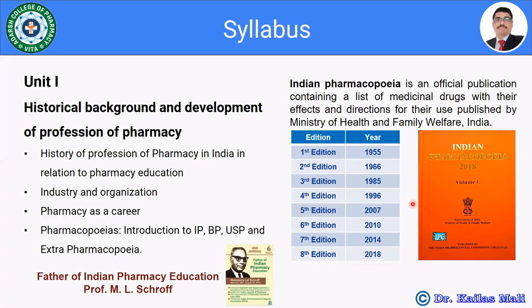So this is the photograph of Indian Pharmacopoeia 2018 volume 1, which is published by the Ministry of Health and Family Welfare, India. So in the first unit, first bit, we are going to discuss the historical background and development of the pharmacy profession. The next point is the dosage form.